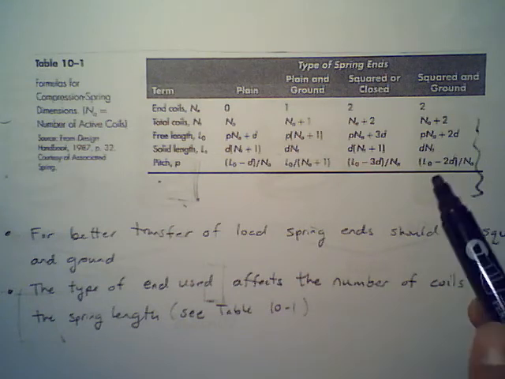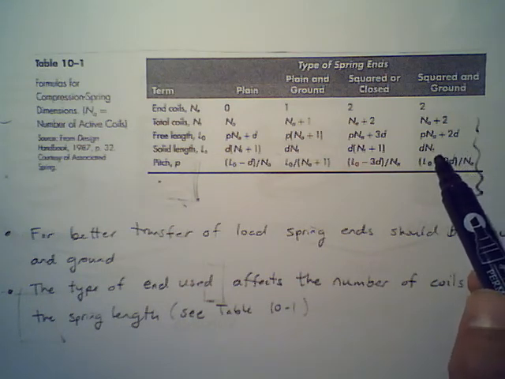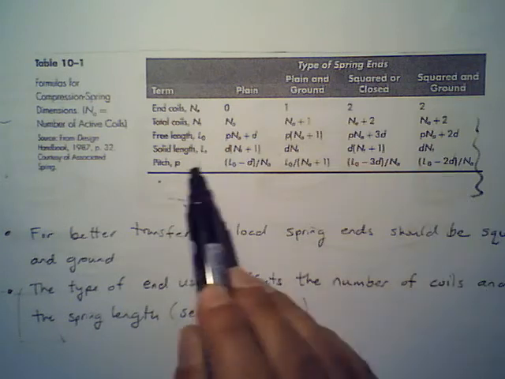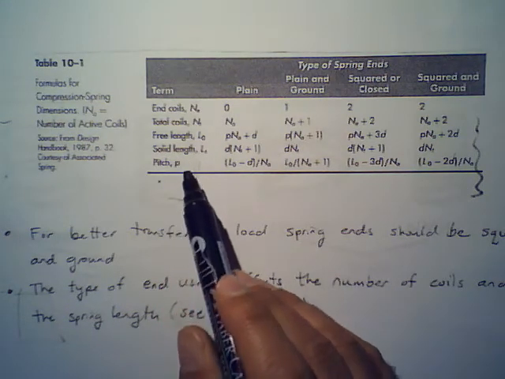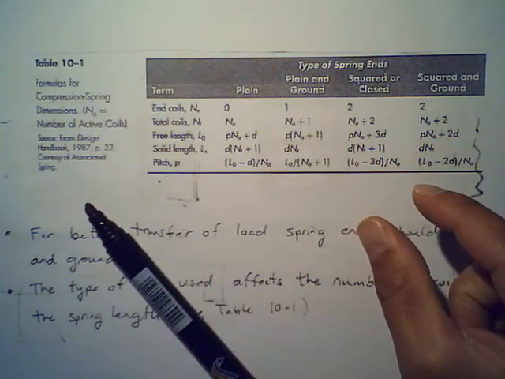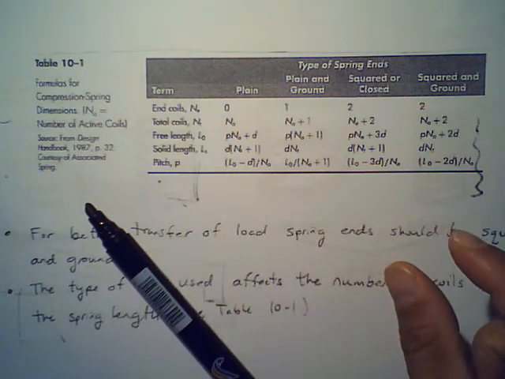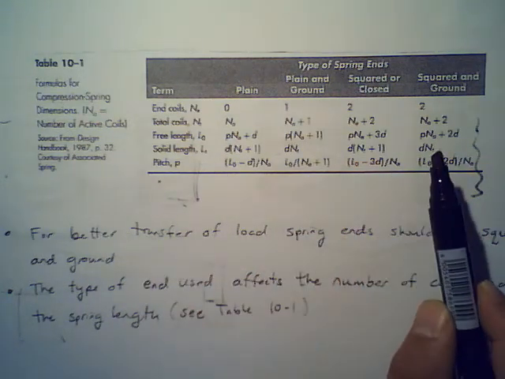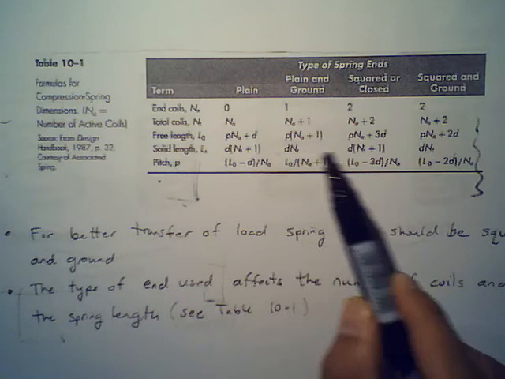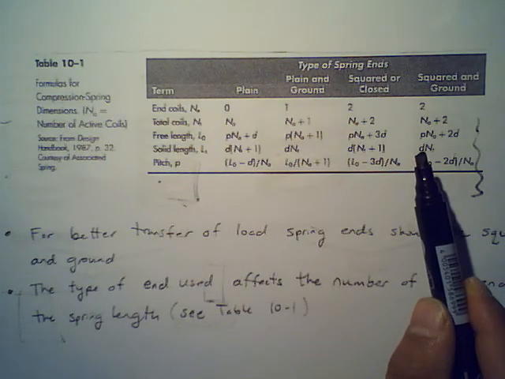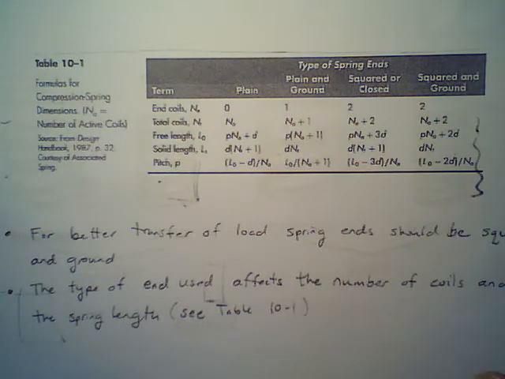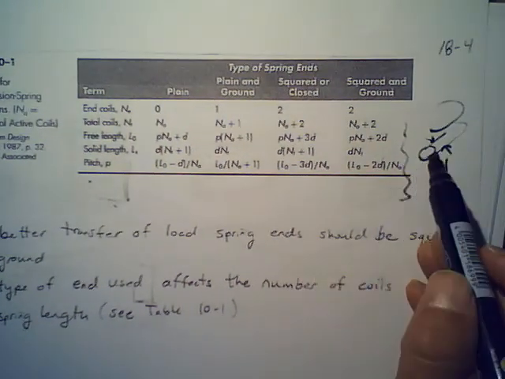This is a more complicated aspect of it, but there are things that are very simple here. The solid length of the spring is when you close the spring fully. If you fully close the spring and it's fully touching, then the solid length is simply D, the wire diameter. Let's say the spring is revolving like that, so this is your wire diameter.